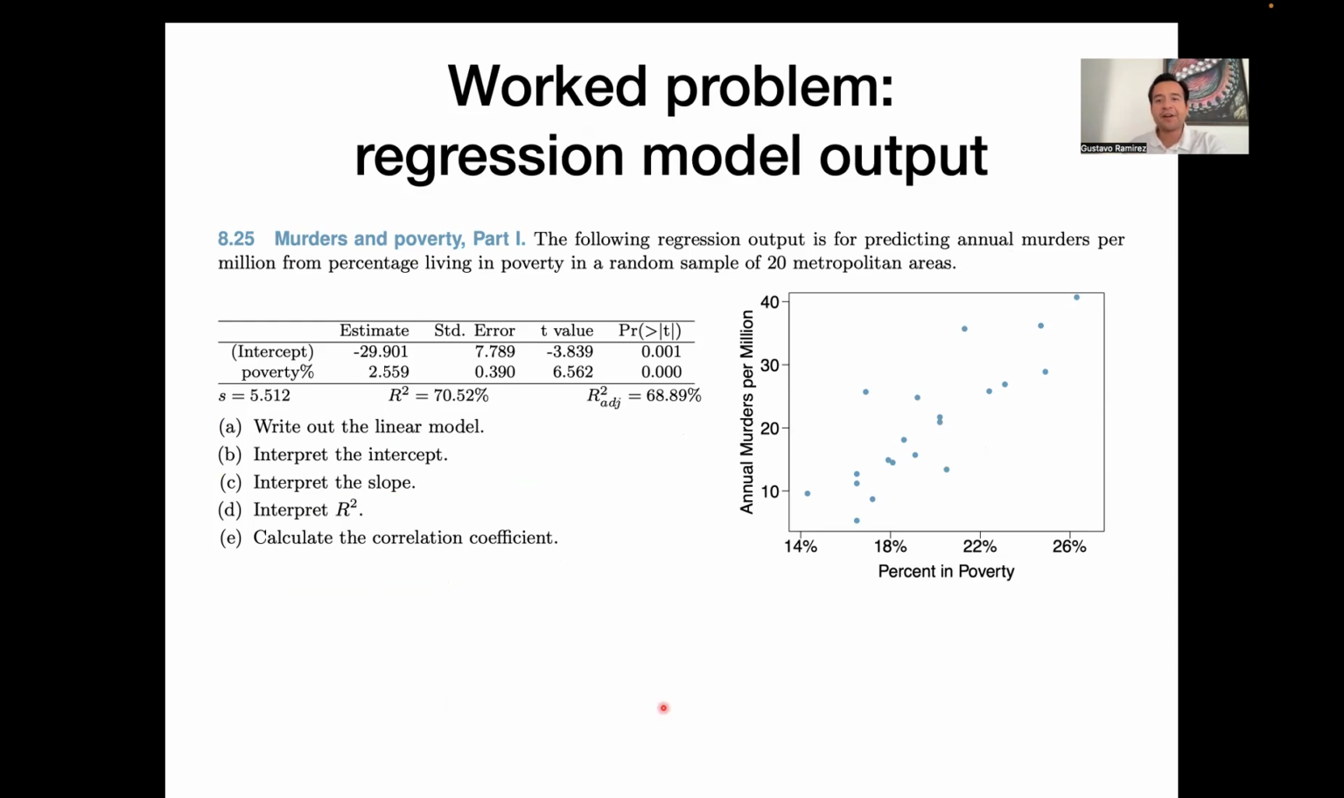All right, the following regression output is for predicting annual murders per million from percentage living in poverty in a random sample of 20 metropolitan areas. So this probably means 20 large cities, right? Yeah, for that many murders per million. Okay, so we've got our data set there. Our predictor is percent in poverty, so we're thinking that the murder rate is a function of percent of people that live in poverty.